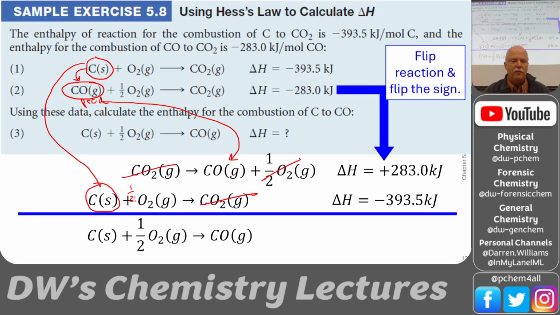I have 1 oxygen on the left, a 1/2 of oxygen on the right, so I can cancel a 1/2 from both sides, and I end up with just a 1/2 on the left. Carbon solid comes down, no change there. The CO2s cancel. There's the same on both sides, so they can cancel. And then now I add the enthalpies. Okay. So I have 283 minus 393.